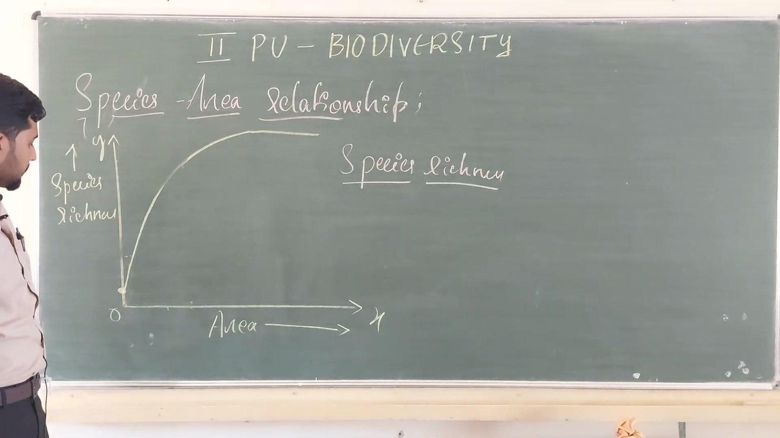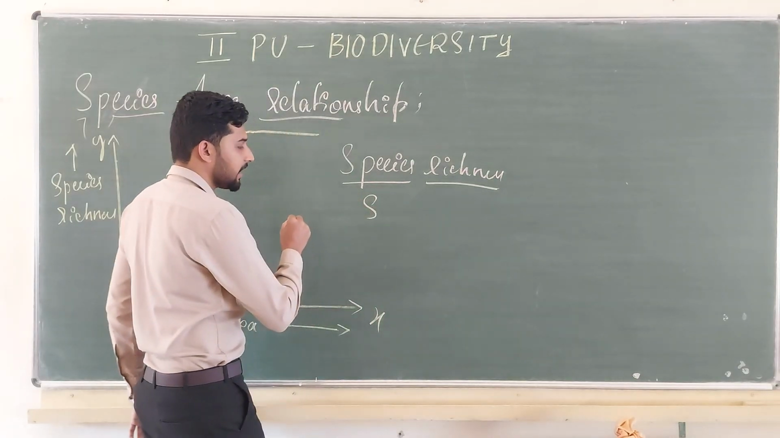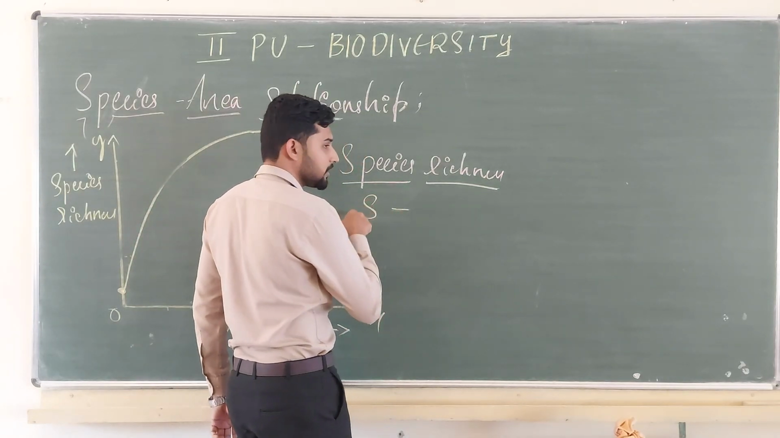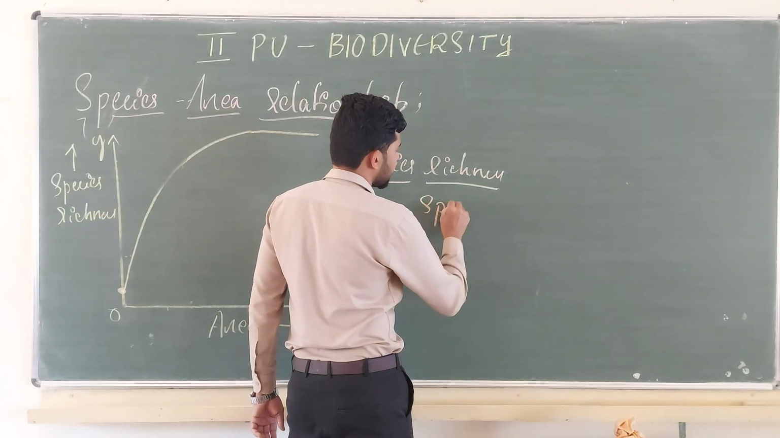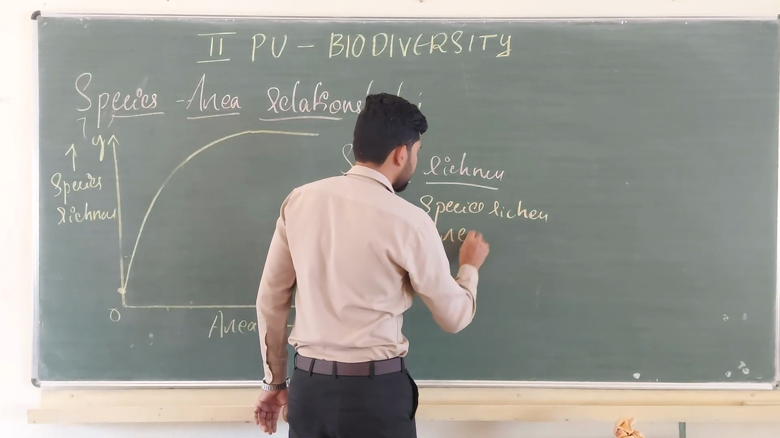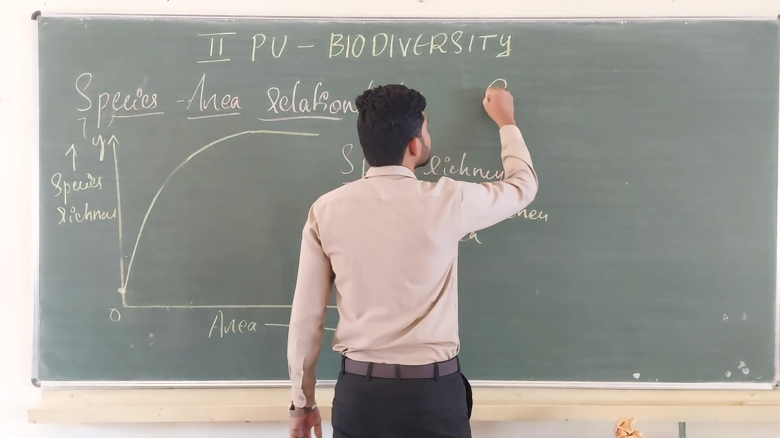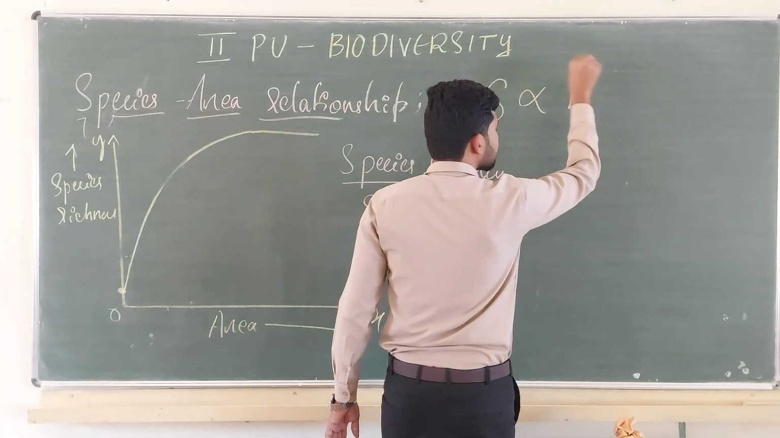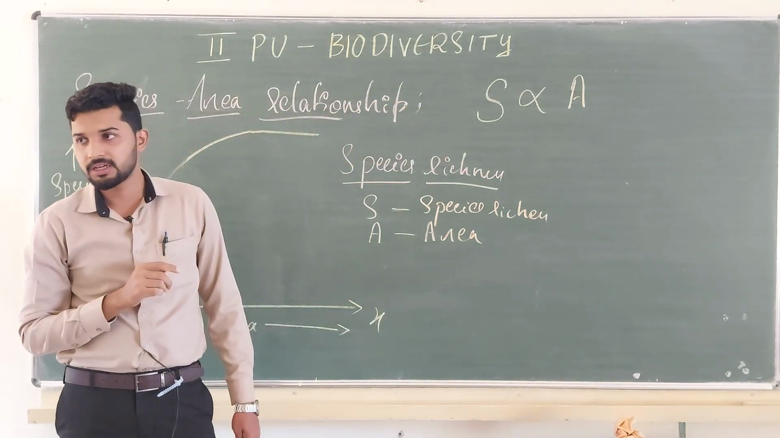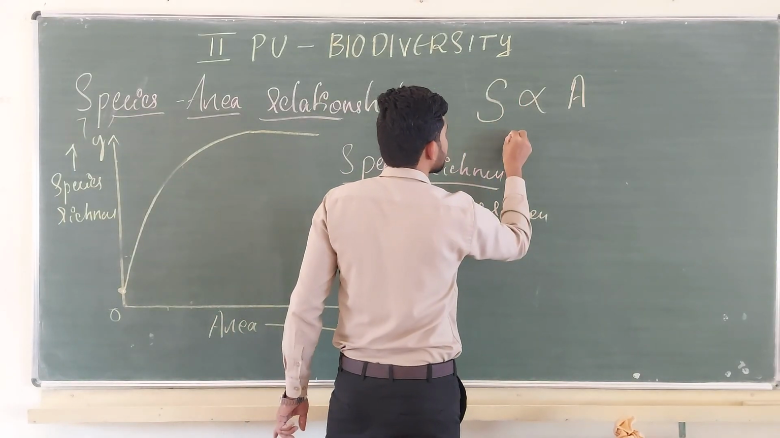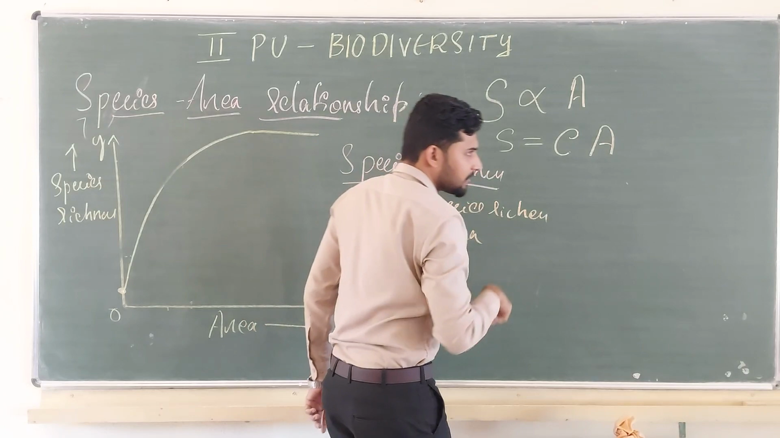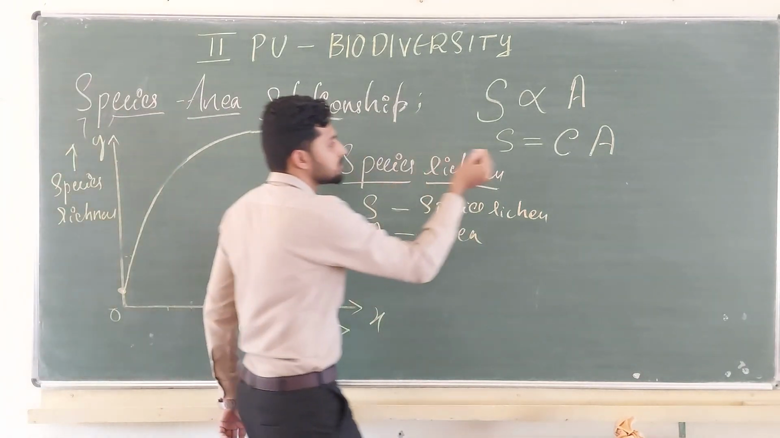So I write one equation here. If S is the species richness, not area, sorry, if S is the species richness, and if A is the area, then what? Species richness is directly proportional to area, right? So simple. Species richness directly proportional to the area. Okay, fine. If I remove this proportionate sign, S is equal to a constant, correct? To calculate with the area, there should be a slope, correct? Z is the slope.